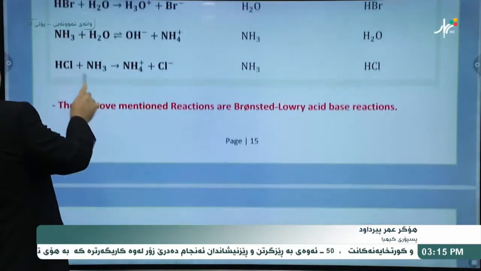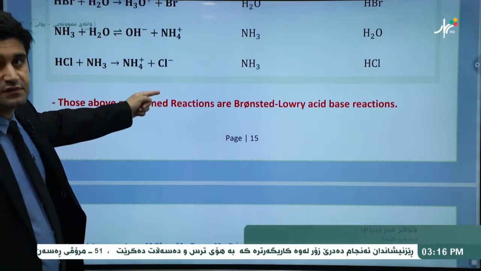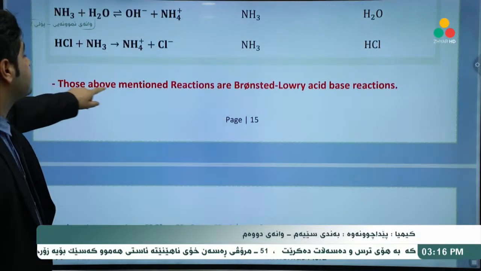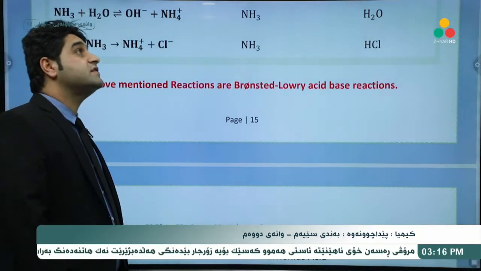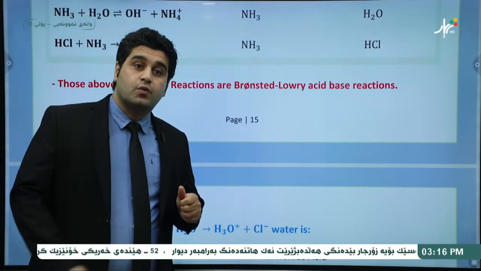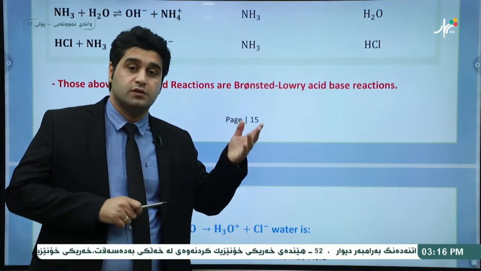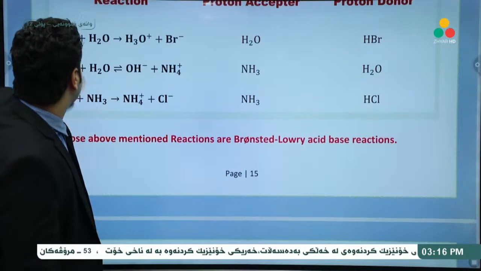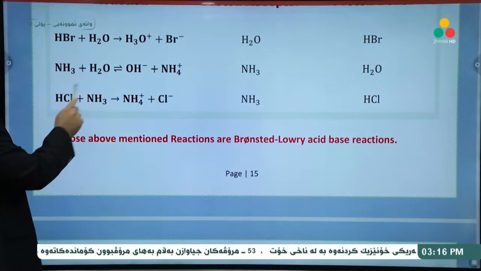Look, HCl is a proton donor, NH3 is a proton acceptor. So a proton donor is an acid, a proton acceptor is the base. These above mentioned reactions are Brønsted-Lowry acid-base reactions. Well, another difference between Brønsted-Lowry and Arrhenius: in Arrhenius, we did not have any acid-base reaction. Why? Because one of them always should be water, and water is only a solvent. But look, in here, all of these reactions contain acid-base, base-acid, acid-base.